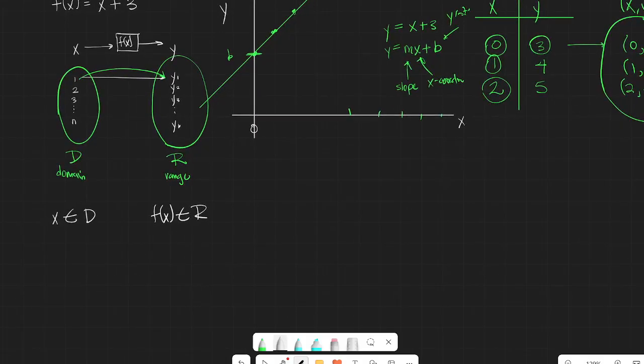Now, how do we write this? What are we talking about? We've got a domain, we've got a range. So again, the domain is just all of the possible x values that can be plugged in, such that the function is defined, right? We want to keep the function defined.